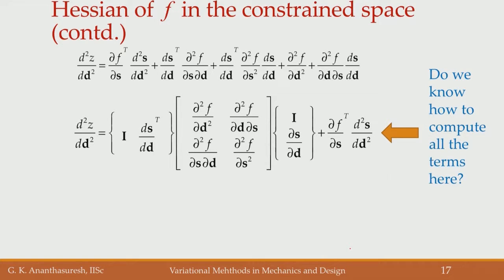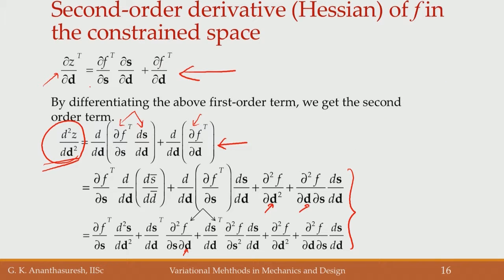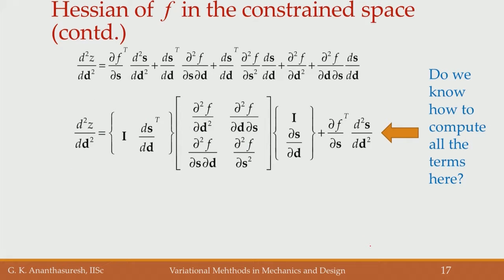Now, we have basically d square z by dd square from the previous slide, this lengthy one is reproduced here, and we are writing it in the matrix form. It is only rearranging these things, there is no other trick here, it is just a matrix form of the scalar expression into this form. If you look at this now, what are all the things that we can compute?